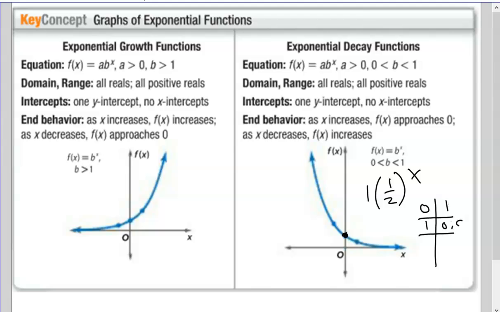So this would be 0.5, and then this one would be 0.25, right? And so on and so on. And it looks as though it approaches this axis here, but it never actually crosses it. See, it never actually crosses it. It just kind of grazes it.